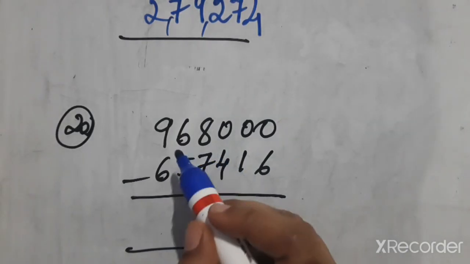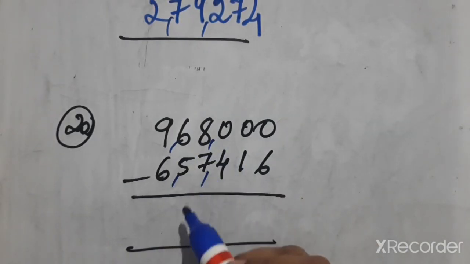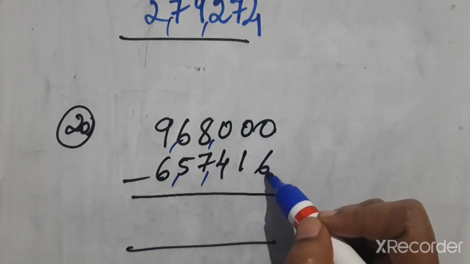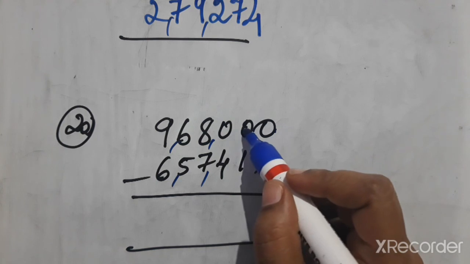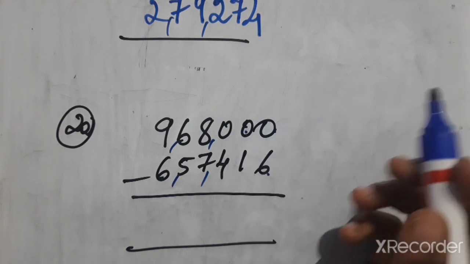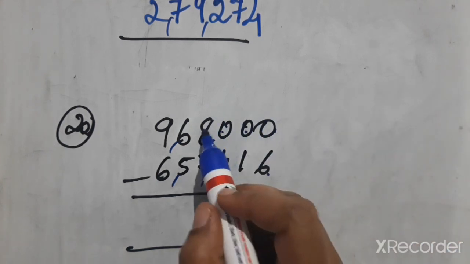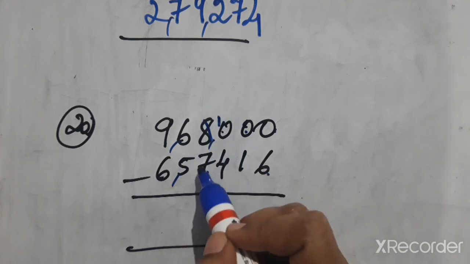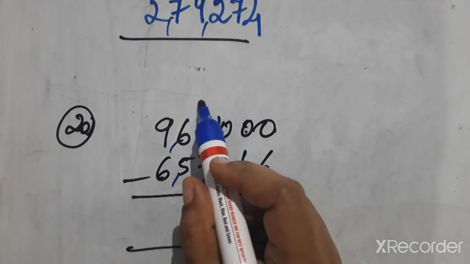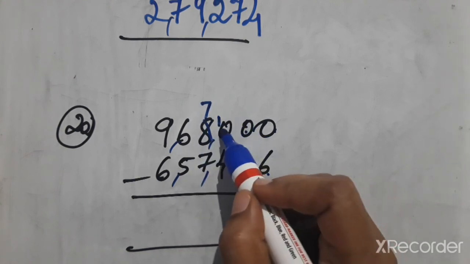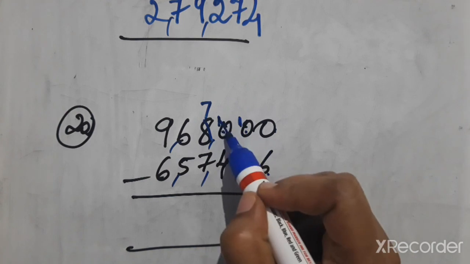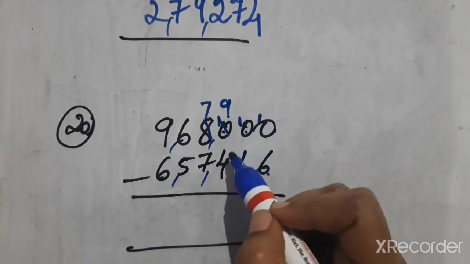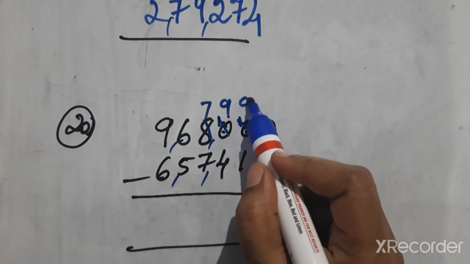Now 20th one, 9,68,000 and 6,57,416. So here 0, 0 minus 6 we can't subtract. So here borrow from next numbers. So here also 0 rupees. So here also 0 rupees. So 8. 8 will help here. So 8 will give 1 to this number and it becomes 10 and 8 is now 7. Now 10 will give 1 to here and 10 will become now 9 and this 10 will give 1 to next number and here this will become 9.